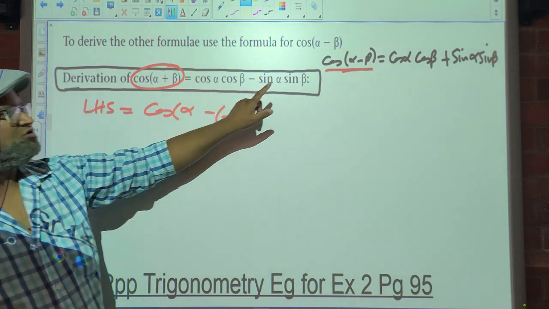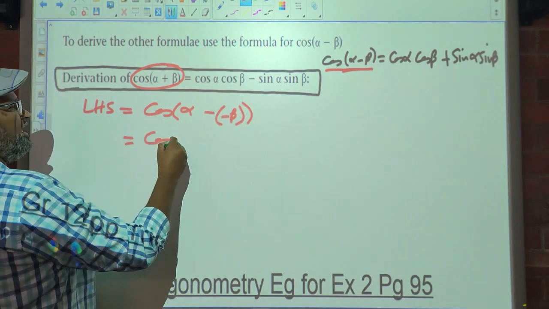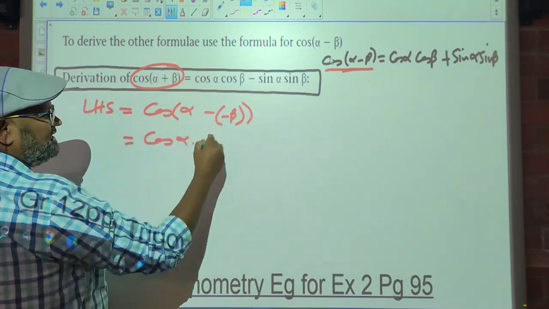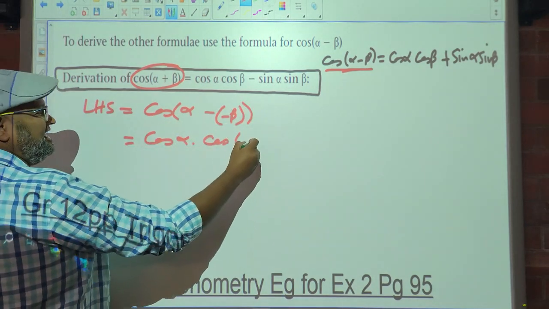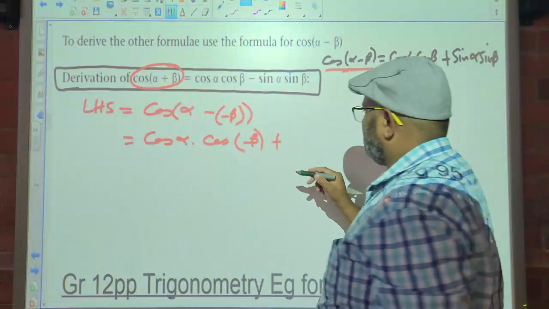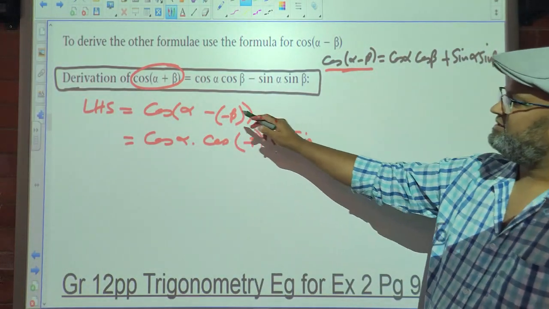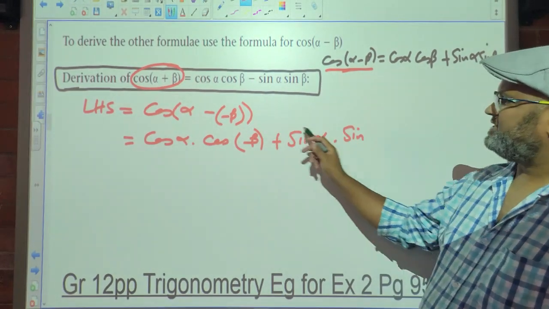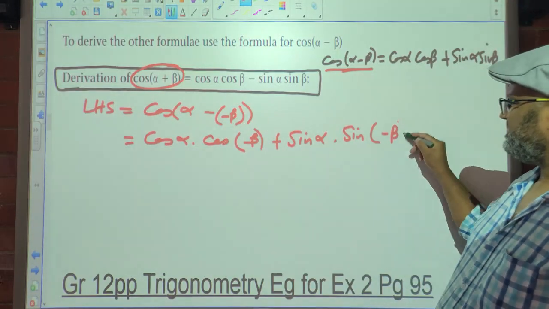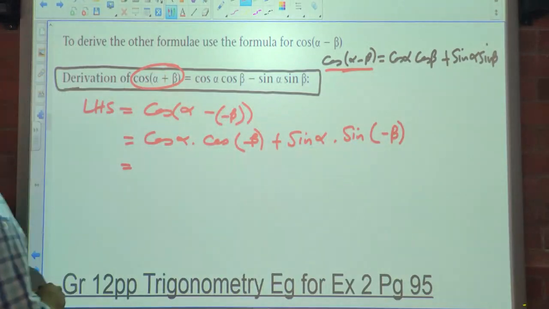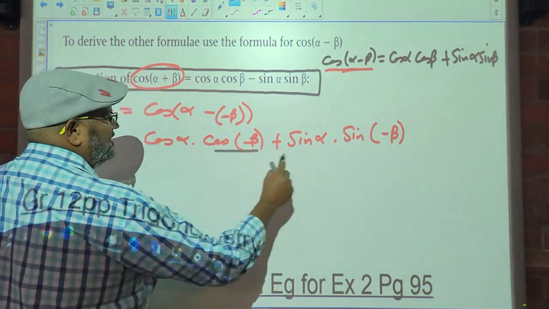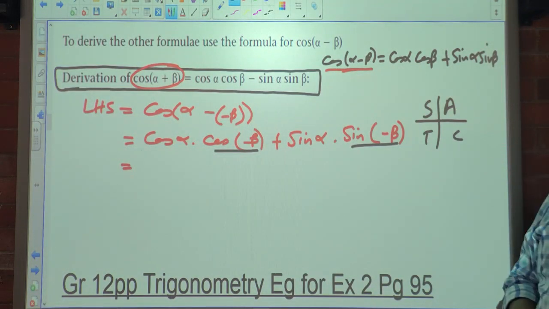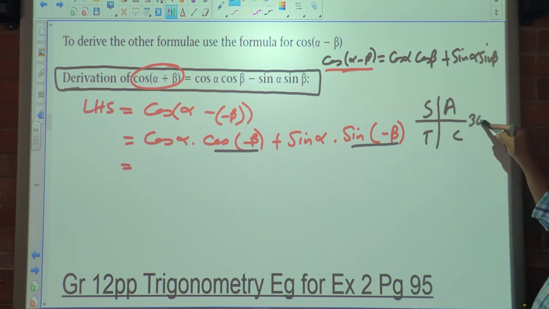You guys see that? So in other words, that can now be written as cos of alpha, and what's my alpha angle? Alpha times cos of beta, and what's my beta angle here? Negative beta, yes. Plus sine, what is my alpha angle here? Alpha times sine of beta, which is negative beta. Okay. So we ask ourselves, reduction here. Which quadrant is that lying in? In the fourth quadrant. Why?